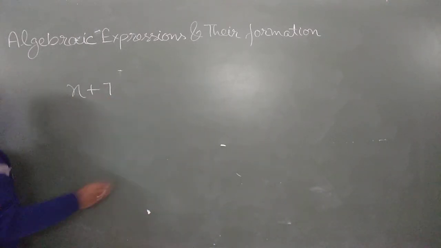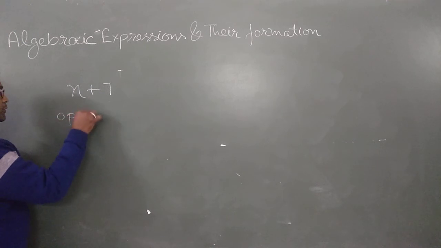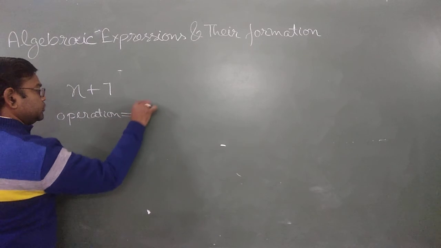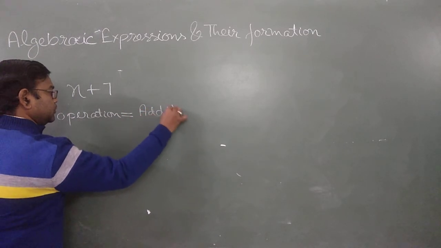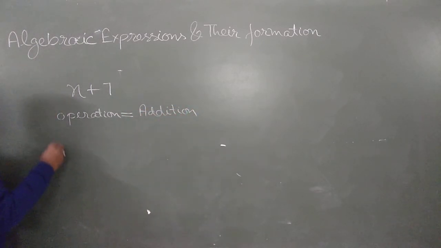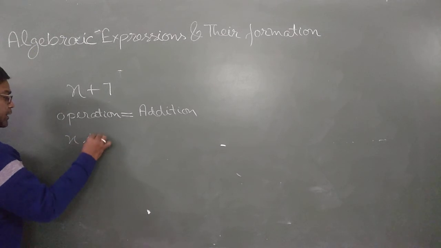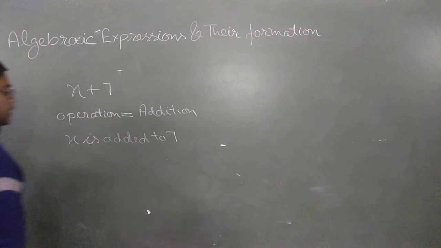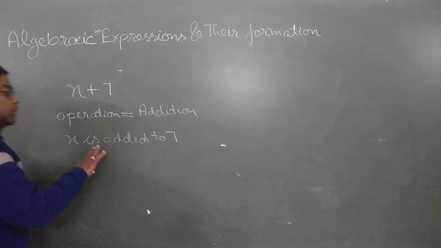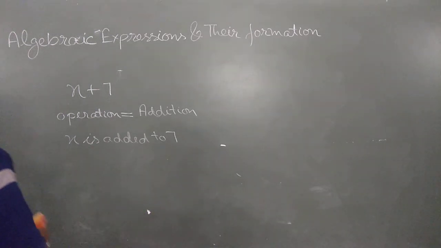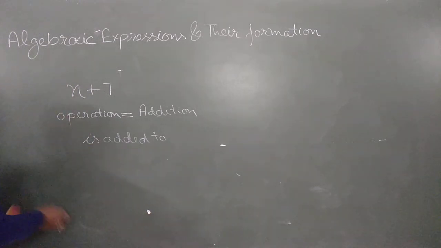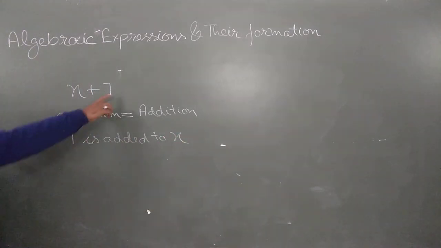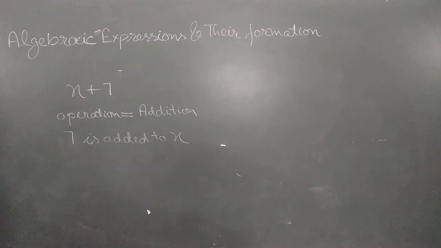So first write down the expression, then give the heading operation equals addition. Then the statement: x is added to 7. Remember, this is not the correct statement. The correct one is 7 is added to x. This is the correct statement, because 7 is at the second part. So 7 is added to x.